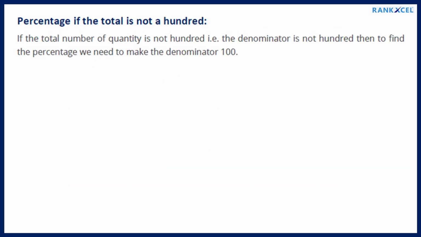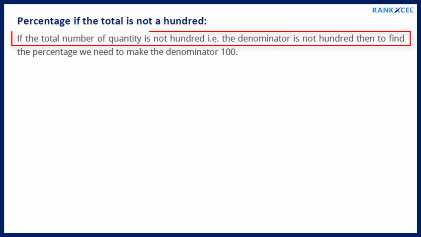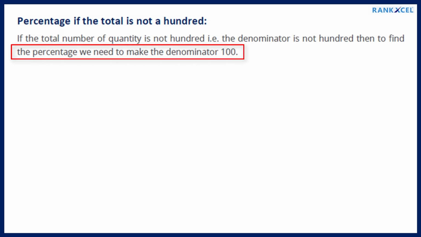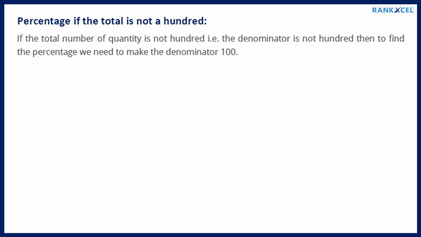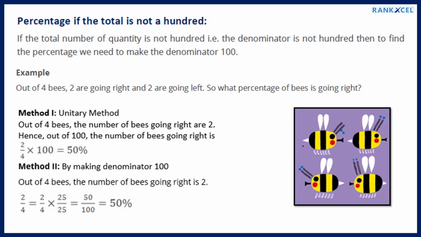Percentage if the total is not 100. If the total quantity is not 100, that is, the denominator is not 100, then to find the percentage we need to make the denominator 100. Example: out of 4 B's, 2 are going right and 2 are going left. So what percentage of B's is going right?